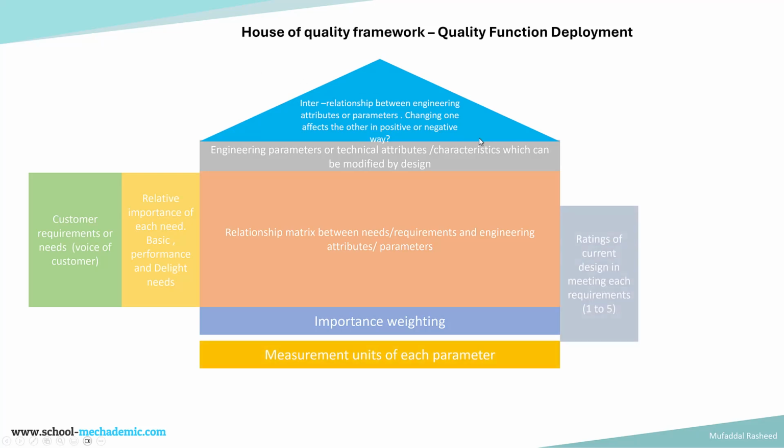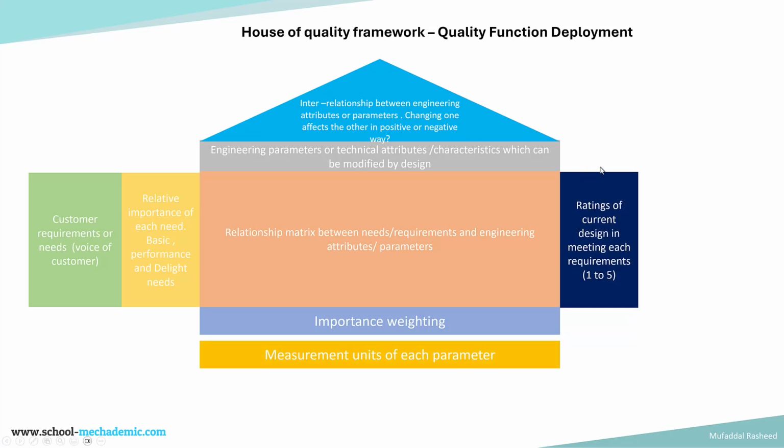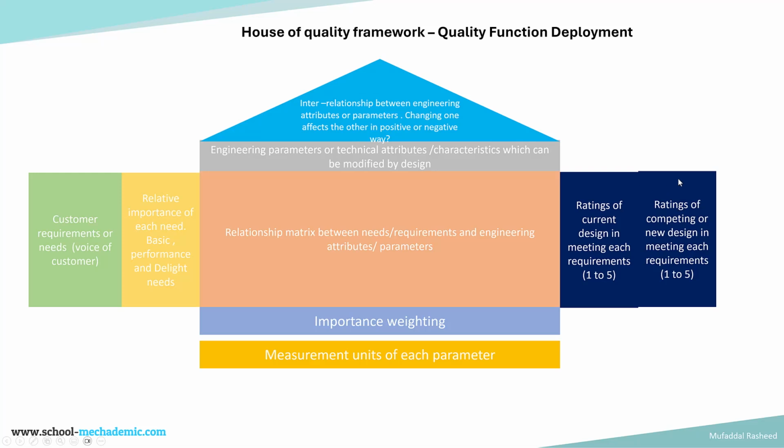Then finally, on the right hand side, we have rows in which the ratings of the current design in meeting each requirement are put down. So the current state of design is rated in terms of the various customer requirements or customer needs, whether it meets those requirements or not. And then the next list of rows will have the ratings of a competing or a new design in meeting each requirement. So basically you can compare two designs over here, to see which design will meet the requirements more closely as compared to the other.